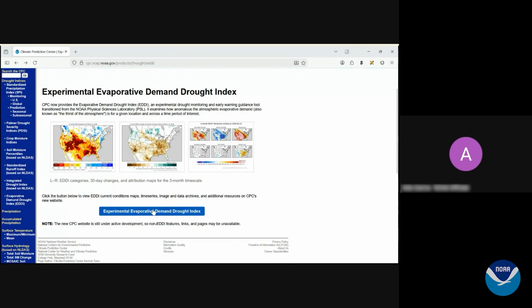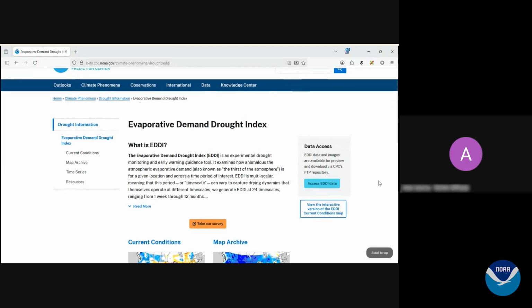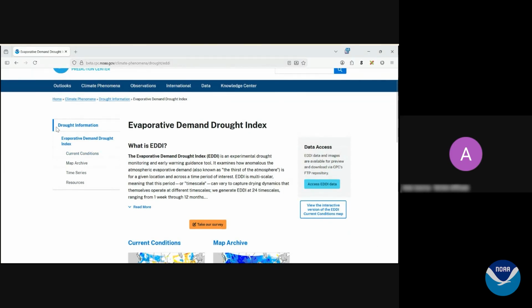So let me click here and take you there. Okay, so this is the new EDDI homepage hosted within a content management system called Drupal. Basically, what Drupal does is it makes creating, updating, and managing websites easier. And so here within the Drought section of the website, we have a subsection for EDDI. And in the left sidebar are links for the four major sections of EDDI content: current conditions, map archive, time series, and a resources page.